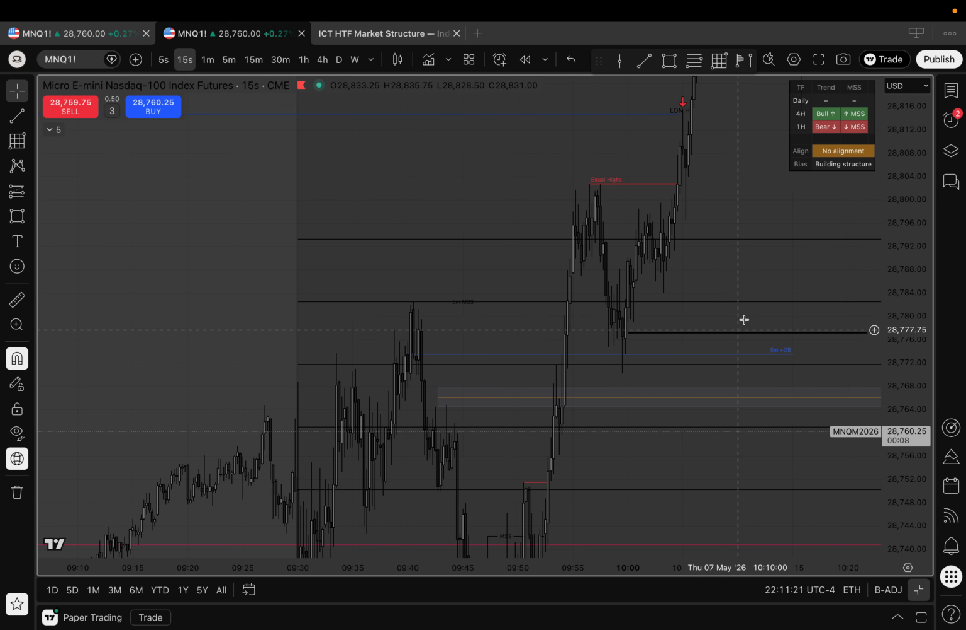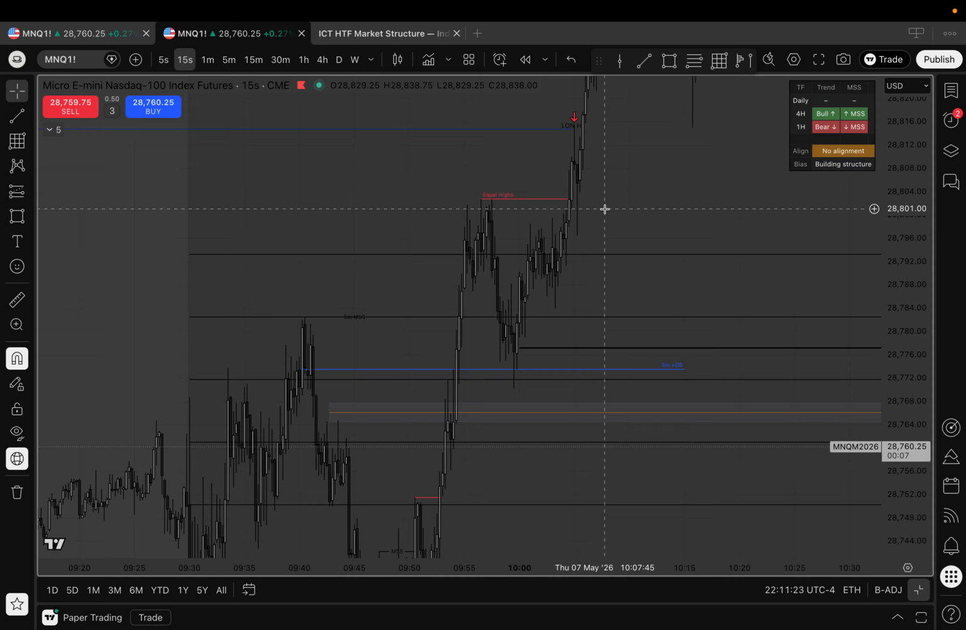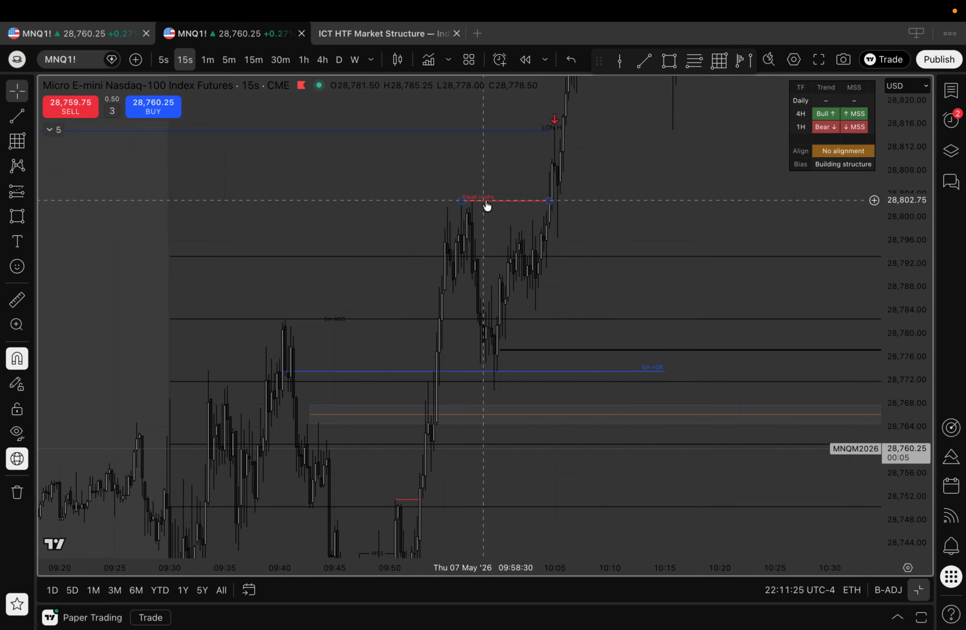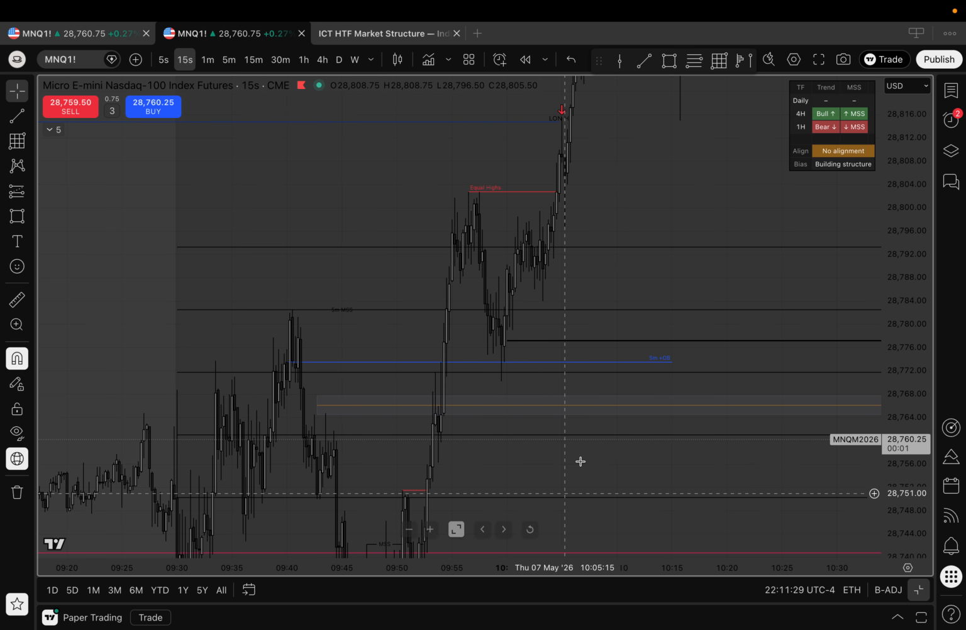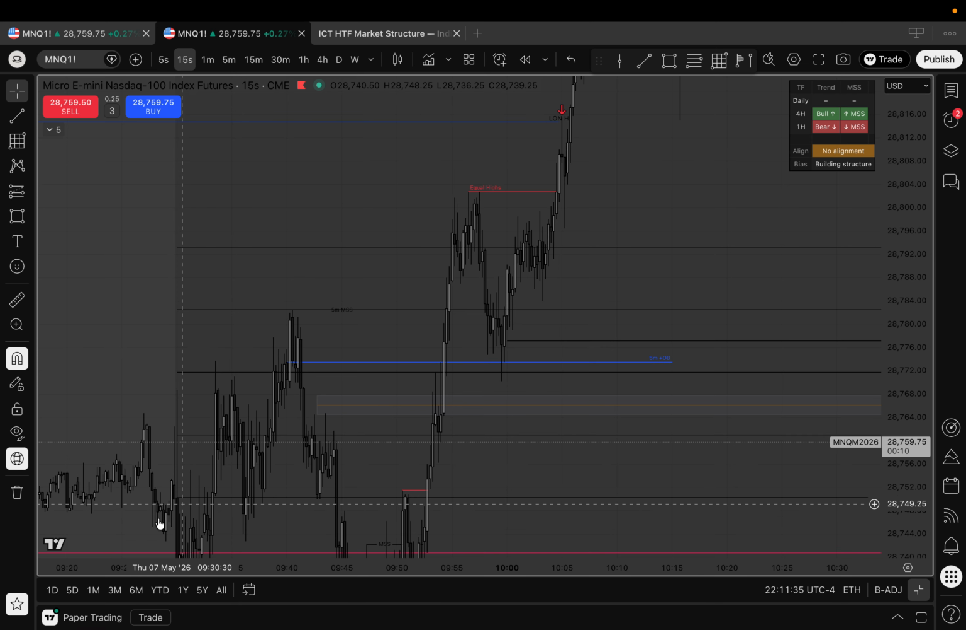Excuse me. But yeah, we hit this order block. Then we took out this high, which was this red line. That's the only reason I have these red lines: it was highs that I was waiting for it to take out so I could move my stop loss up. But it took out this high, I moved my stop loss up, and then I got stopped out right at that level. So I made like $500.